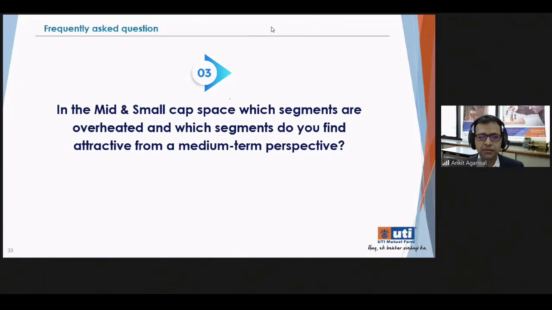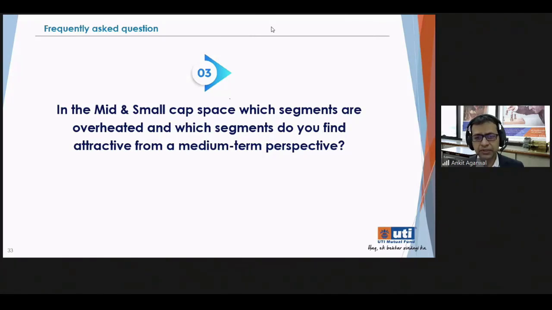But I think some of those segments are providing good, attractive opportunities from a medium to long-term perspective. So whether it's on the auto side, where valuations had corrected and we have seen a long sort of bear market over there, I think that provides good opportunities.